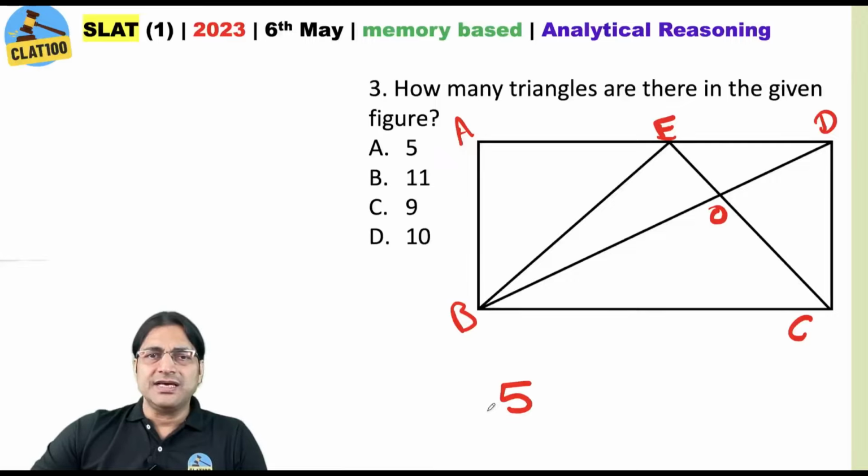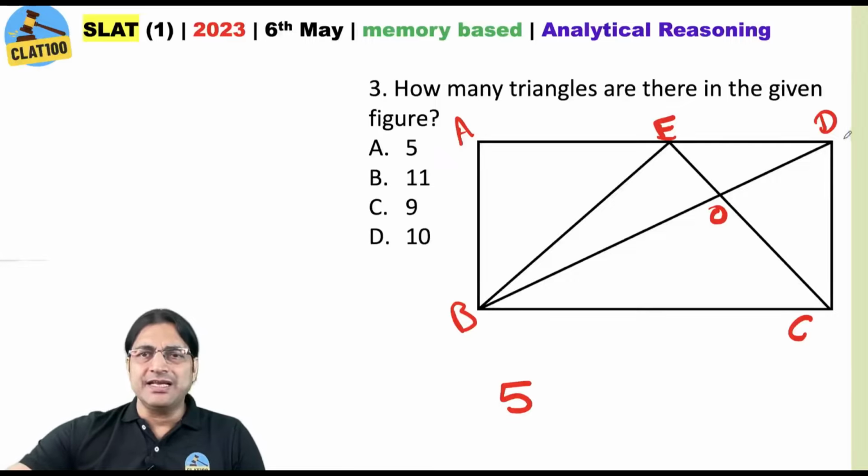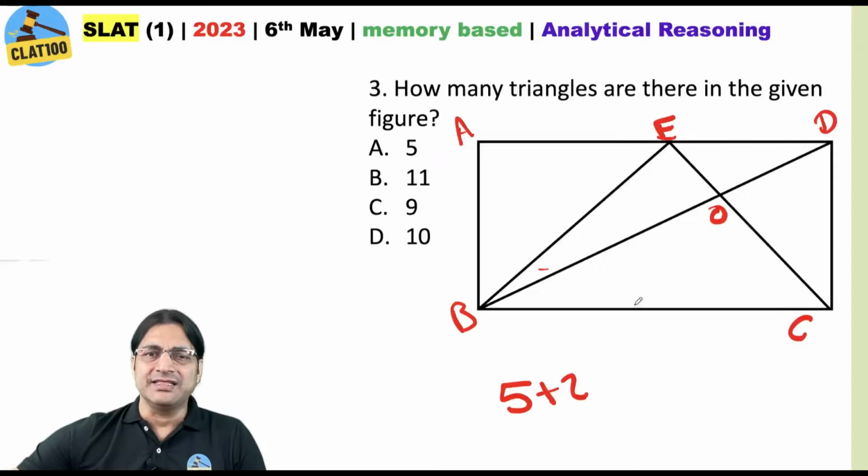Then ABD and BDC, these two. And there are more. What about EBD? What about ECD? And what about EBC? So EBC, ECD and EBD, these three, this gives you 10.